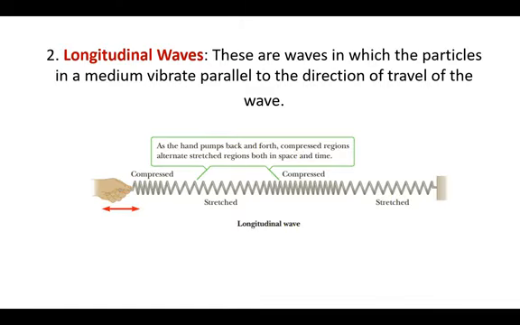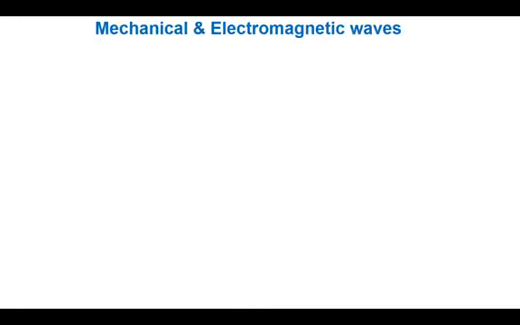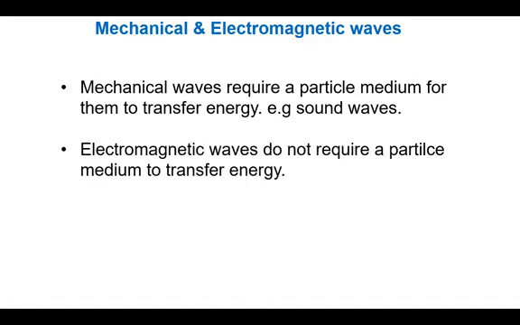So let's look at what are called mechanical and electromagnetic waves. When we talk about mechanical waves, we simply refer to those waves that require a medium for them to be transferred. So these kinds of waves, like sound waves: sound cannot be transferred where there is no medium, where there is nothing. Sound is always transferred using a medium. And then we have what are called electromagnetic waves. These kinds of waves don't require a medium for them to be transferred from one point to another.